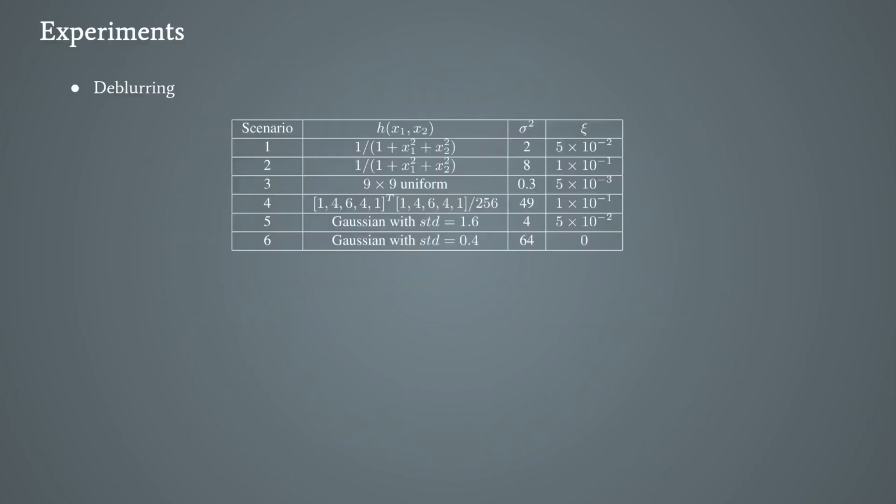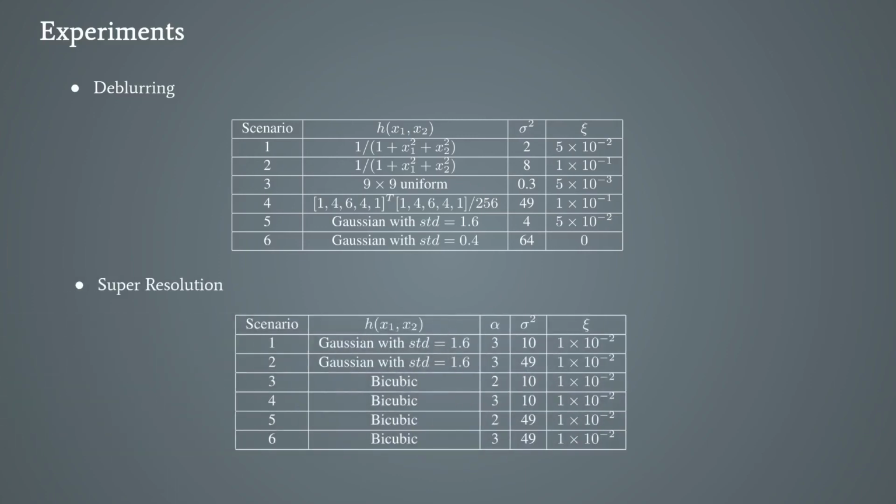We test our method on two types of inverse problems. For deblurring, we test our method on the following 6 scenarios, which include different blur kernels as well as different noise levels. Similarly, for super resolution, we test our method on the following scenarios, which include different anti-aliasing filters and different noise levels.